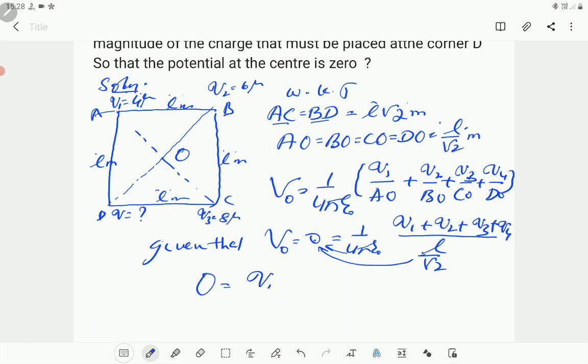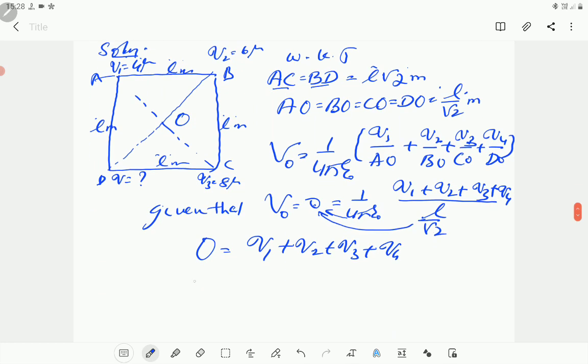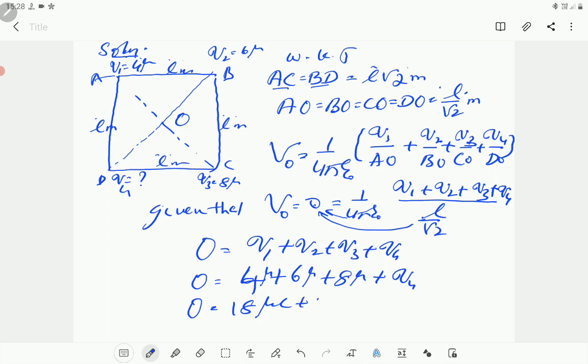You have only charge sum Q1 plus Q2 plus Q3 plus Q4 on the right side. Put the values. 4 plus 6 micro plus 8 micro plus Q, you call it Q4 at the fourth corner. That's it. The product is 6, 4, 10, 18 microcoulomb plus Q4.